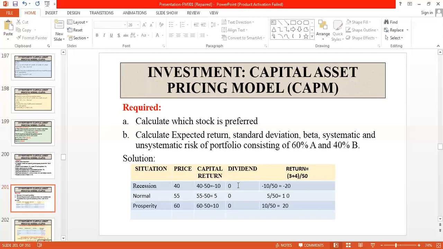A. Now in case of recession, your return is minus 10 by 50. If you multiply it by 100%, then it becomes minus 20%. In this way, for normal, it will be 10%, and for prosperity, it will be 20% return. So minus 20%, 10%, 20%. These are the three possible returns from share A in recession, normal, and prosperity.